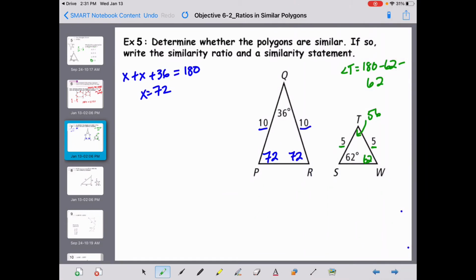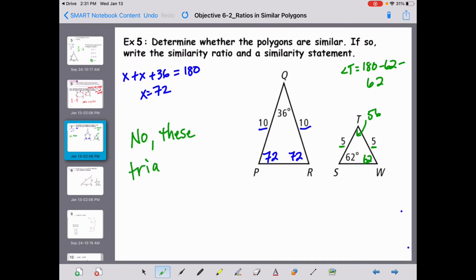So, in order to say that two polygons are similar, polygons, by the way, is just a shape. Triangles are a very specific polygon. But in order to say that two polygons are similar, all of the corresponding angles, all of the angles in one triangle have to be exactly the same as the angles in the other triangle. Do these three angles match up? No. No.